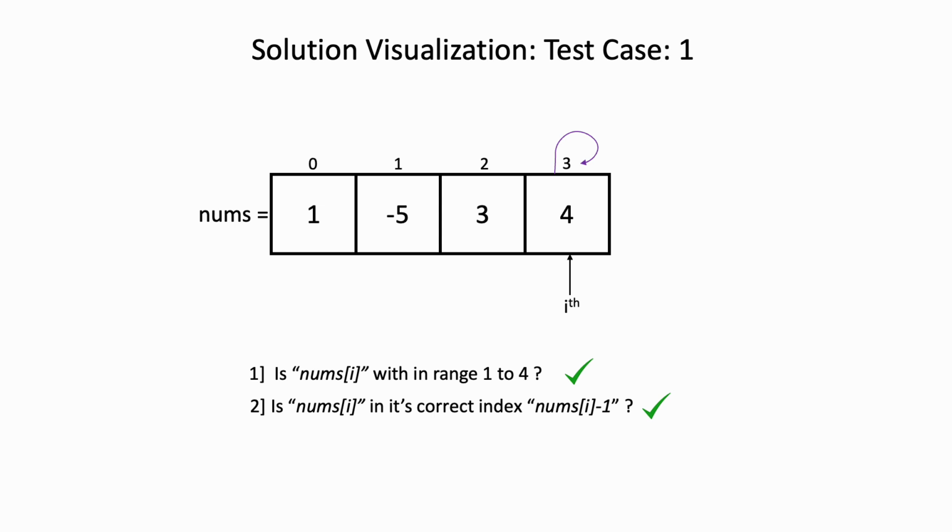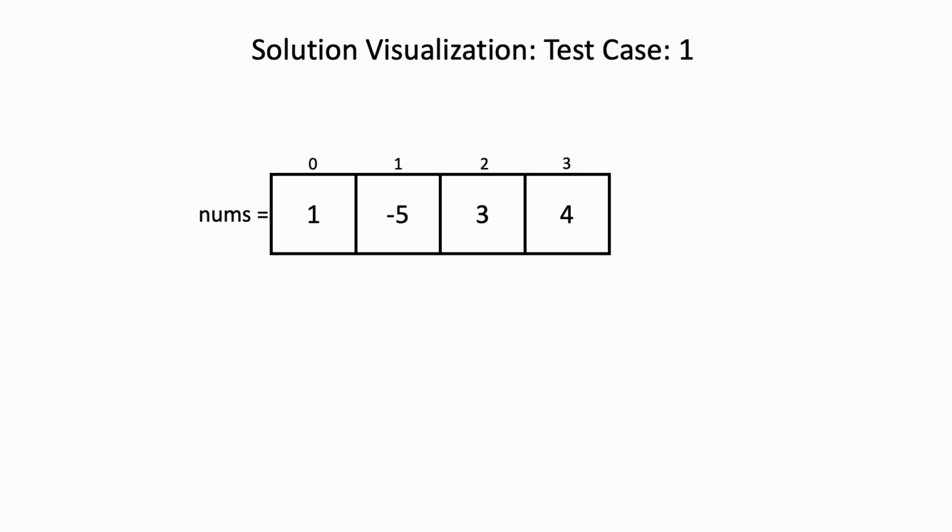Because we reached the end of the array, now we will do a second pass at the nums array to identify the first index which does not have the correct element in its place. In this case it's index 1 because it has element -5 instead of element 2. So now we will return index plus 1 as the output, which will be 2.